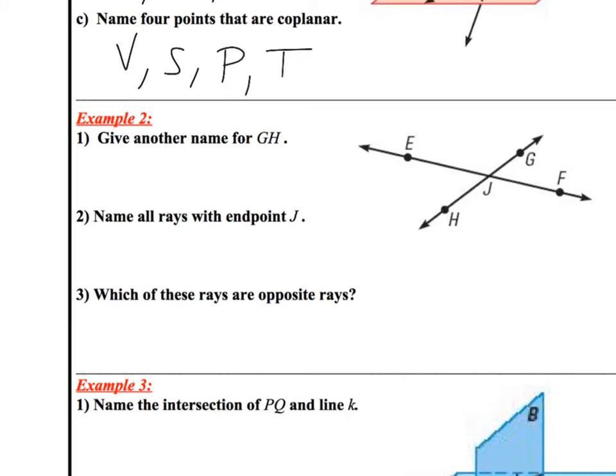Fine, so let's fix this. It should have this notation at the top of it. GH, like that. What was it, guys? HG.